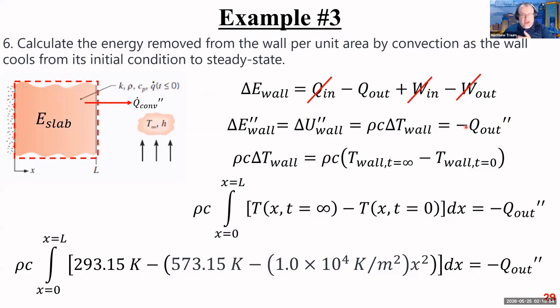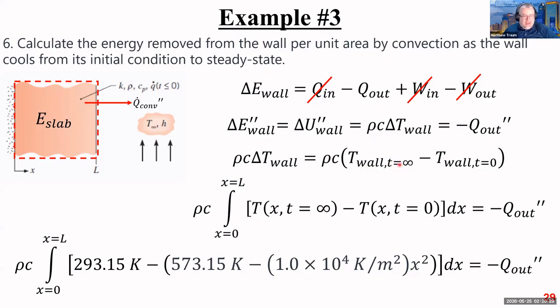Okay. Now, here I am just rewriting this, right? So I'm just saying, okay, this rho c delta T of the wall is just rho c times the temperature of the wall at its final state, at time equals infinity. And then here's the temperature of the wall at time equals zero. And that's my delta T, right? That's my difference in temperature between initial and final.